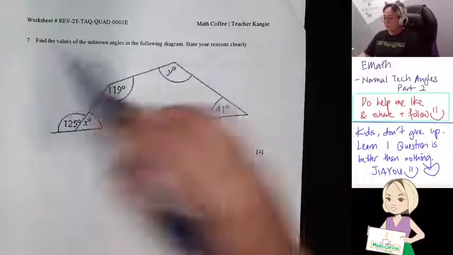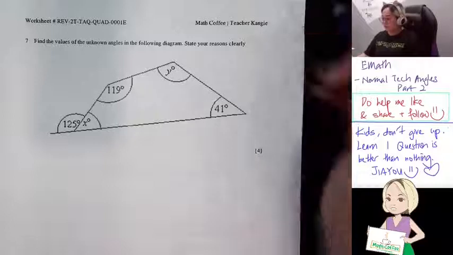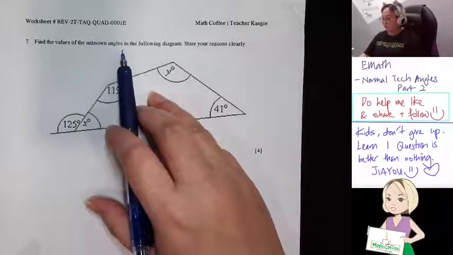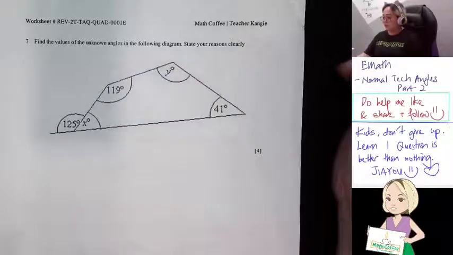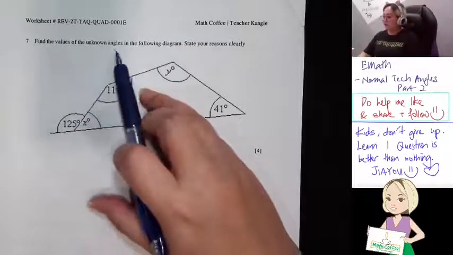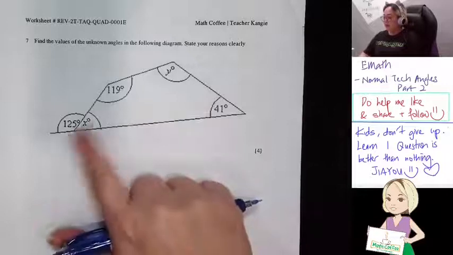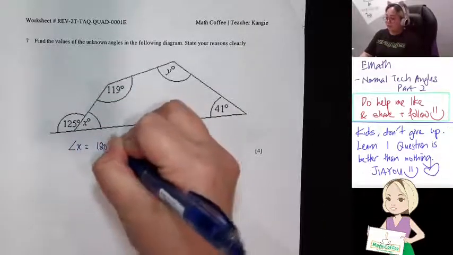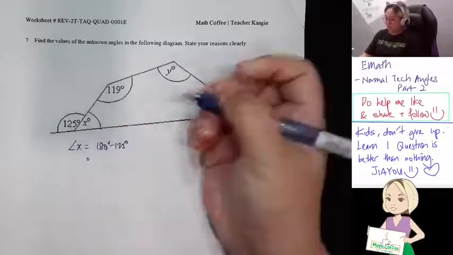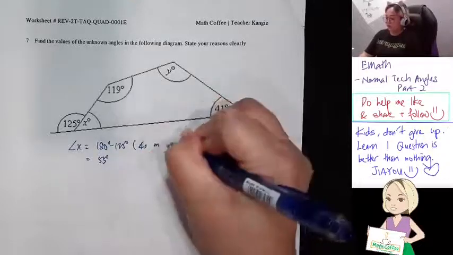Yes, it's a quadrilateral, so all angles added together will be 360 degrees. Find the values of the unknown angles in the following diagram. State your reason clearly. Okay, so angle X here, straight line. So angle X will just be 180 minus 125. So we will have 55 degrees, and this is angles on a straight line.